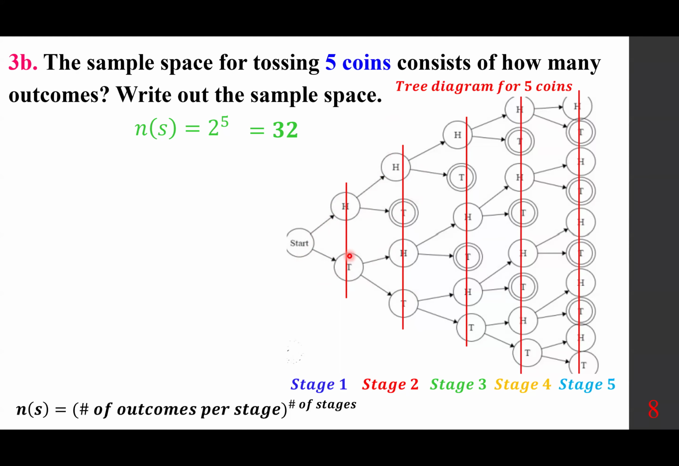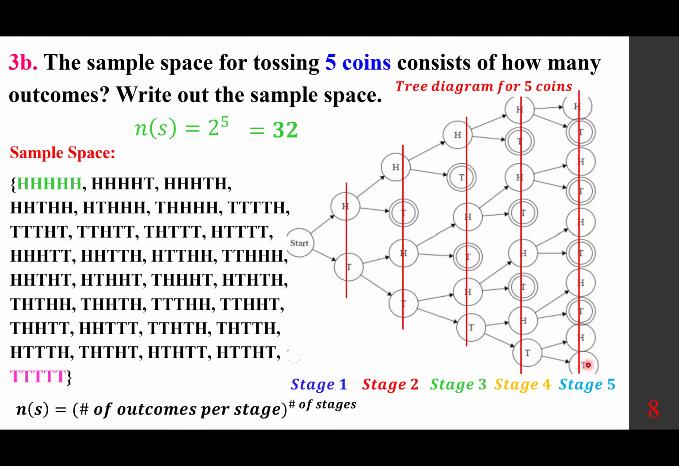However, we're going to continue because we have 5 coins. So here's the first stage or the first coin, second stage, second coin, third stage, fourth, fifth stage. If you look at the very top one, we have H, H, H, H, H. The second one would be H, H, H, H, T. The very last one is T, T, T, T, T. And that gives us the 32 outcomes. I hope everybody's clear on that. It's very straightforward, everybody.